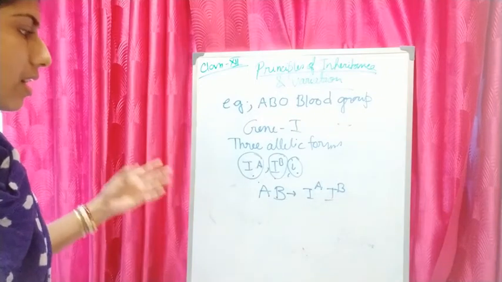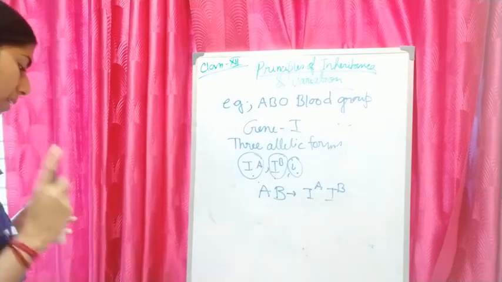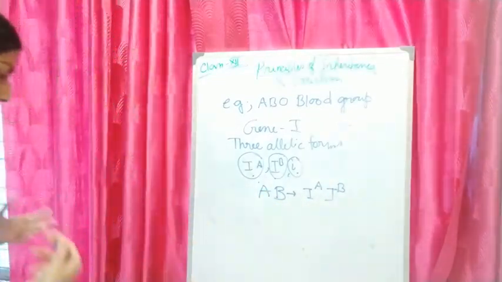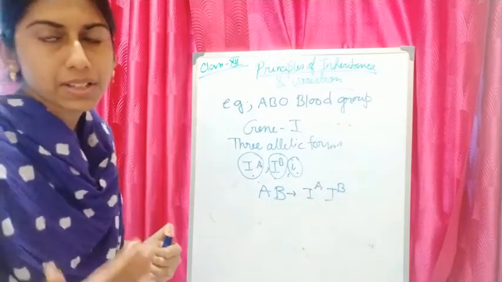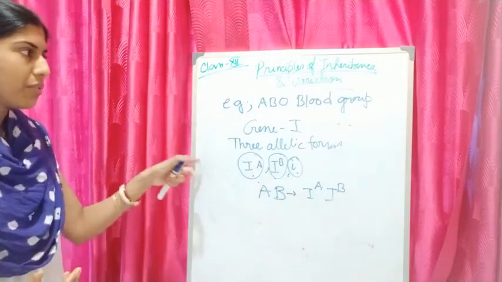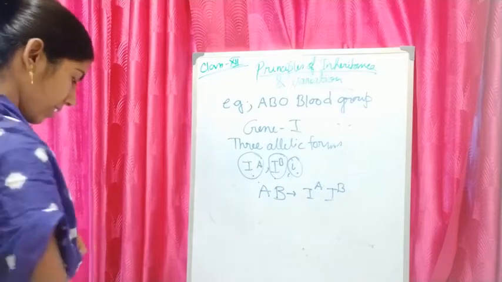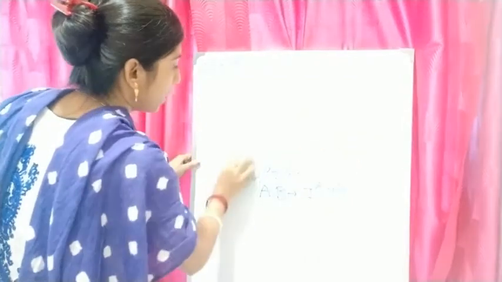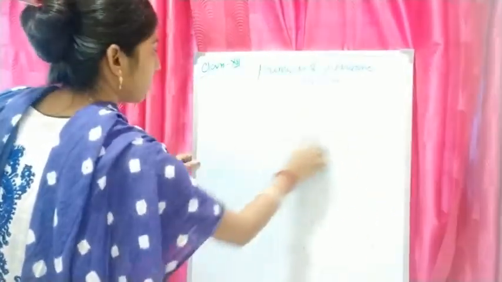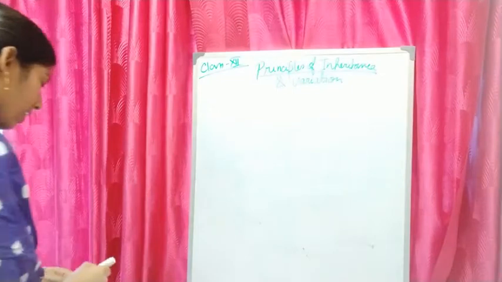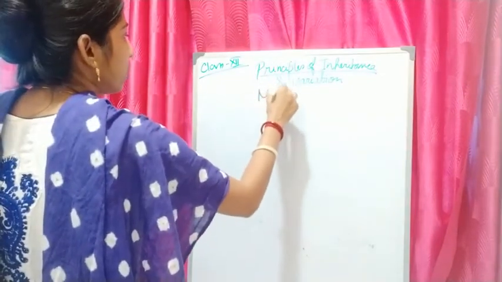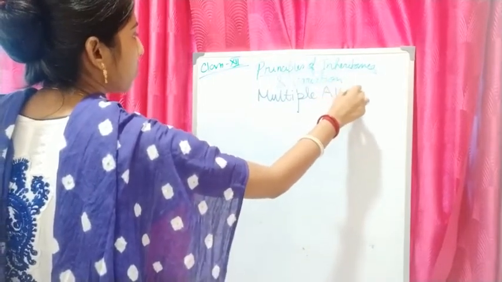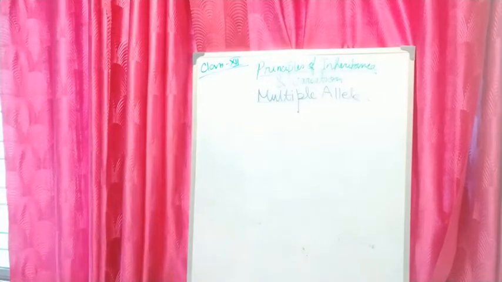Now you can understand what codominance is: two alleles of a gene are equally dominant and will express themselves in the presence of one another. That is a very good example of codominance. These two are deviations from Mendel's, because Mendel didn't explain this. The first was incomplete dominance, the second was codominance, and the next one is multiple allele.